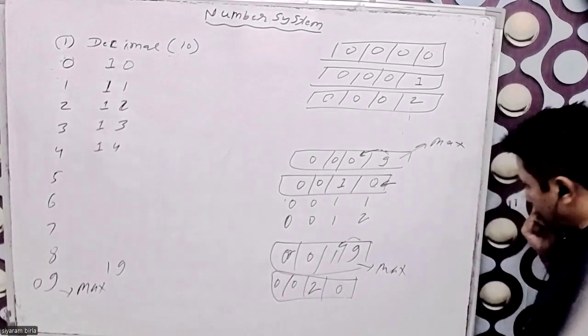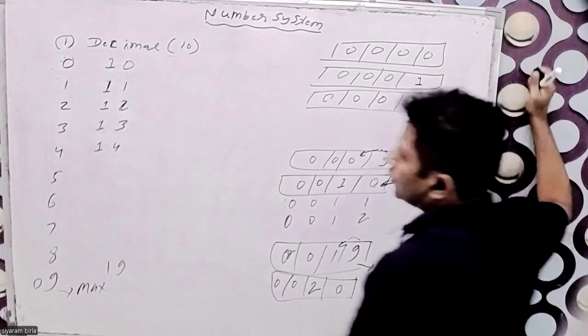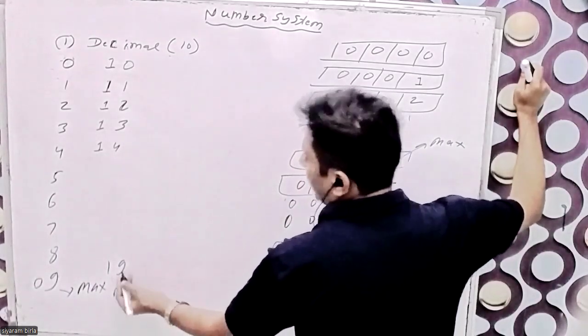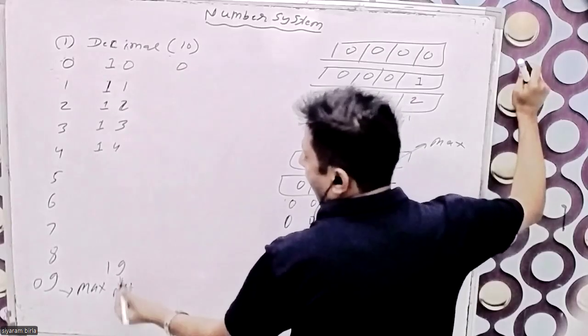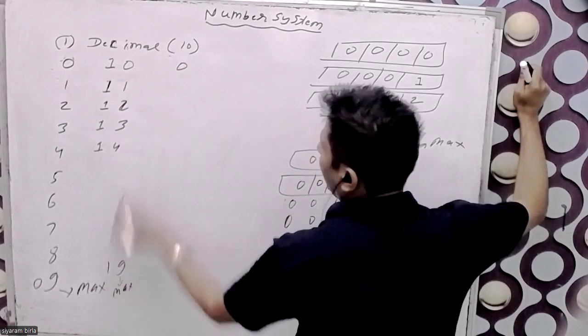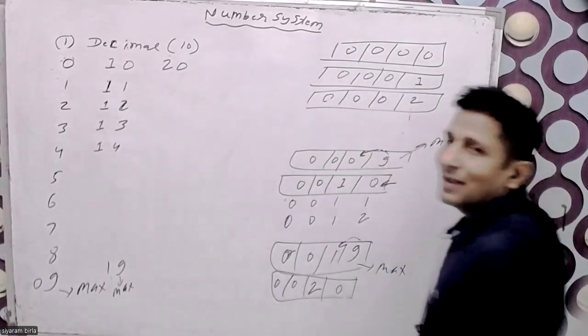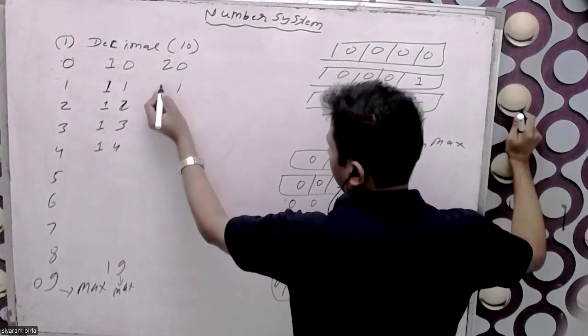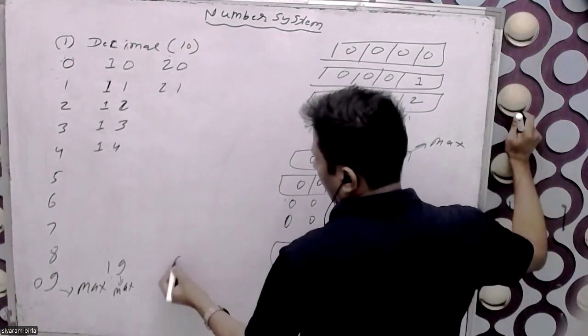Similarly, the 1 becomes 2. So it is the maximum number. It cannot increase. So it will become 0, and it will tell the next number, please increase by 1. So it will become 2. And after that, like that, it will increase 1, 2, and like that, it will go to 9.